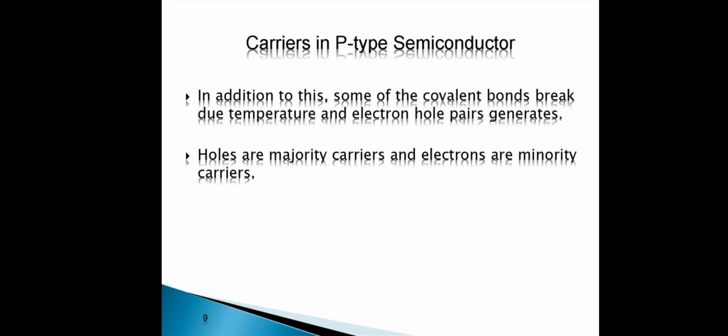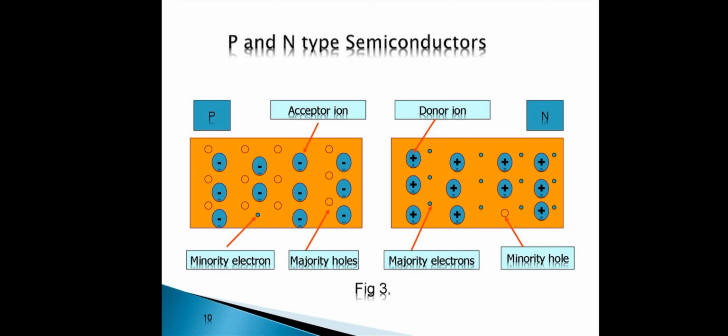In p-type semiconductor, in addition to this, some of the covalent bonds break due to temperature and electron-hole pairs are generated. Holes are majority carriers and electrons are minority carriers. And this is the p-n junction diode, with p and n type semiconductor. Here the flow of electrons from the n side towards the p side of the junction takes place.